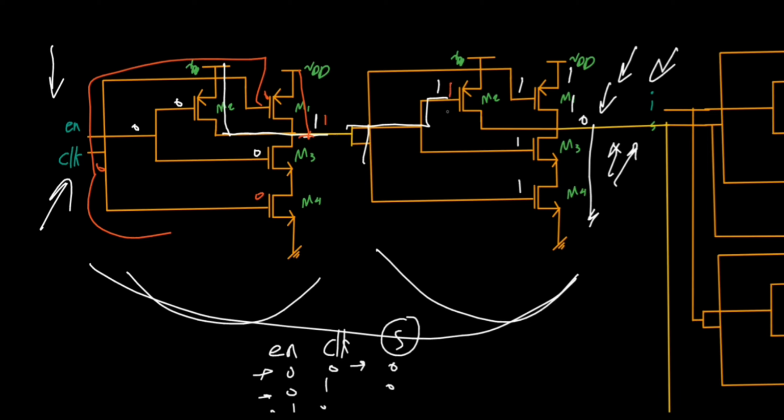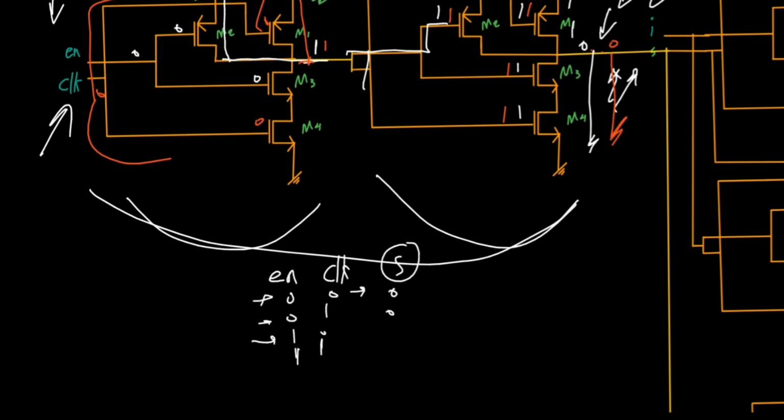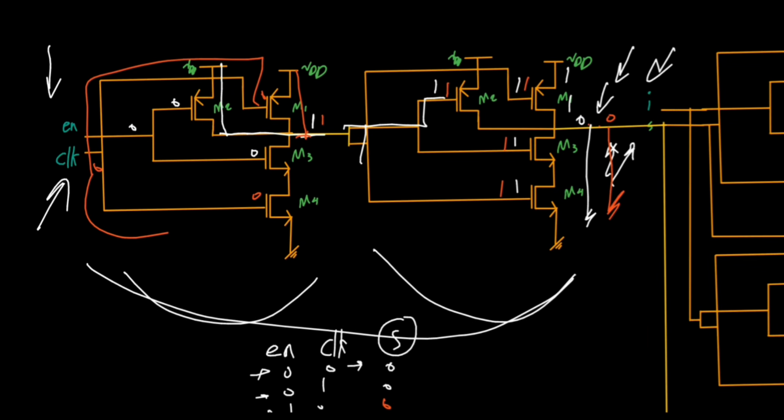This 1 would show up at the gates of all of these 4 transistors. And again, through the M3 and M4, this wire would go to 0. So for the third case, we still have the 0. At the abstraction, at the logical level, because this is a NAND gate, for all these 3 cases, we would have a 0.